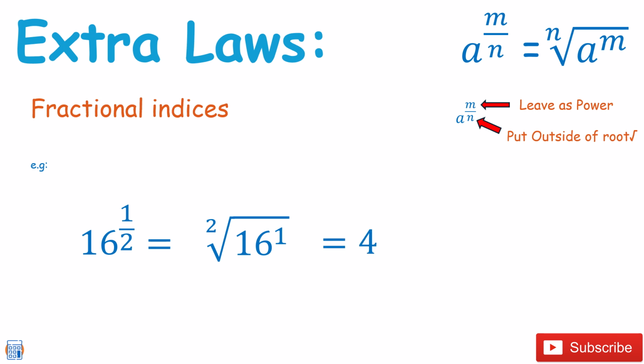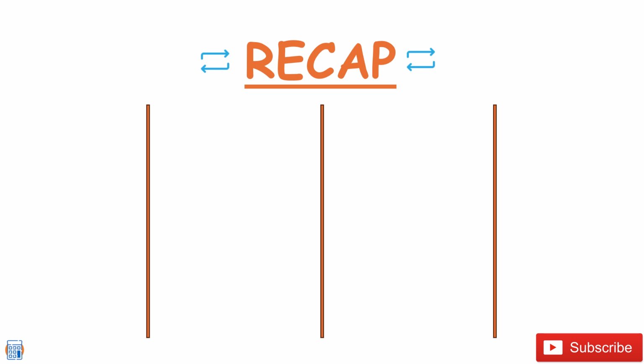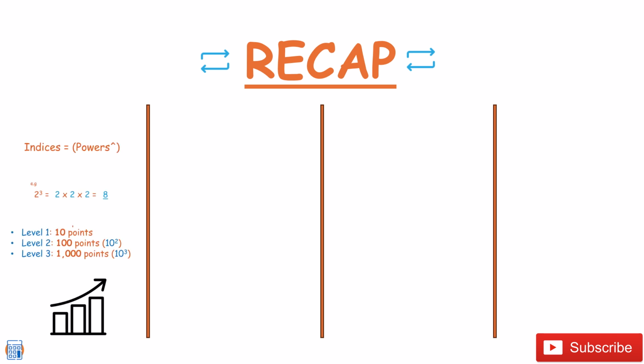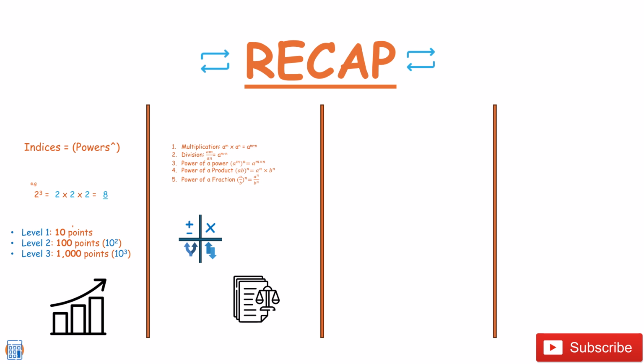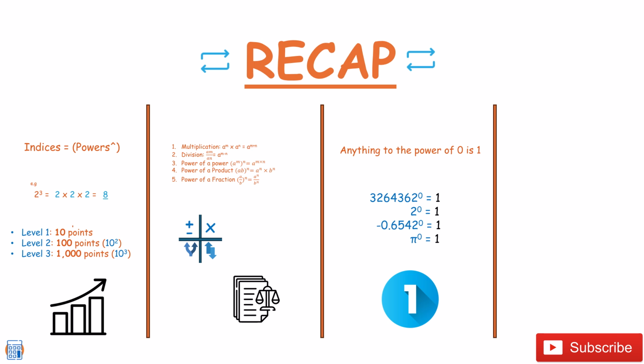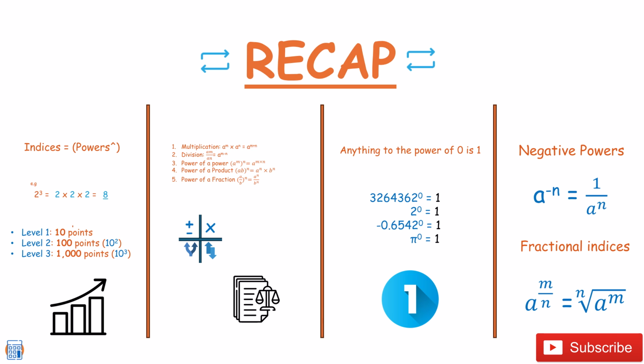So you got right to the end, well done. Here's a bit of a recap of all of the things. Indices just means powers. Here's the rules, so 1 to 5. Once you get the hang of it, you'll know which one to use. Anything to the power of 0 is 1. And then negative powers, you can use over the line, flip the sign. And then the fractional indices, you can use the top number as the normal power, and the bottom number goes outside as the root.